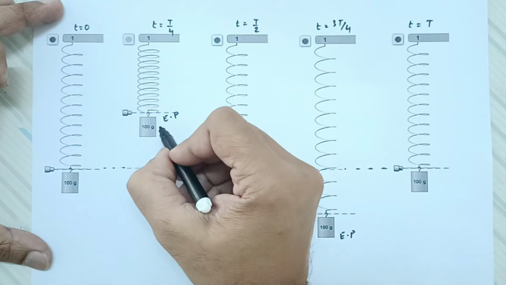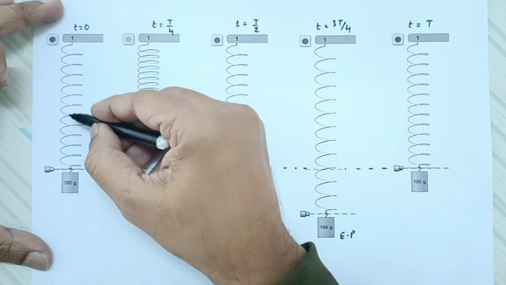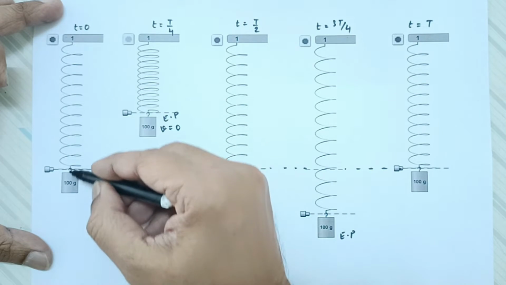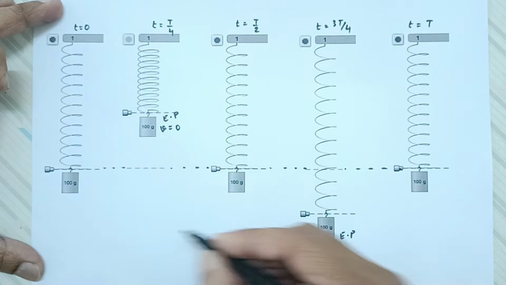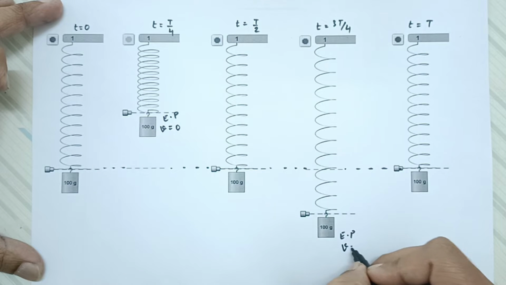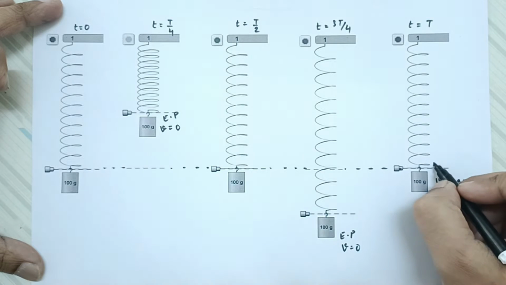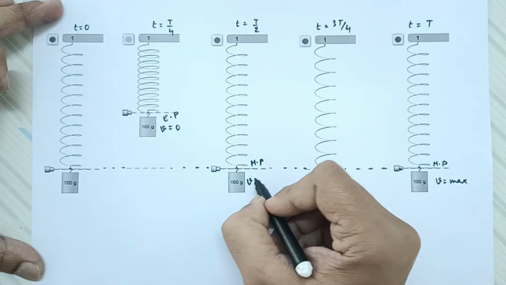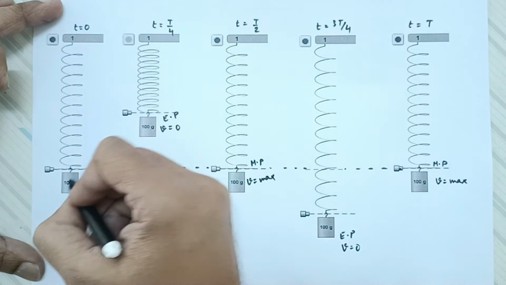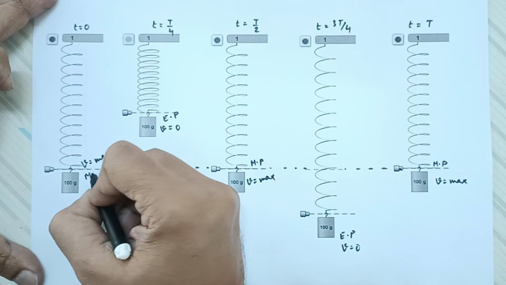So the velocities are 0 at the extreme positions, because velocity decreases, becomes 0, increases, becomes maximum, again decreases, becomes 0, increases, becomes maximum. So here and here velocities are 0, and velocity is maximum at the mean position. This is also at mean position, so velocity is maximum, and here also the velocity is maximum at mean position.